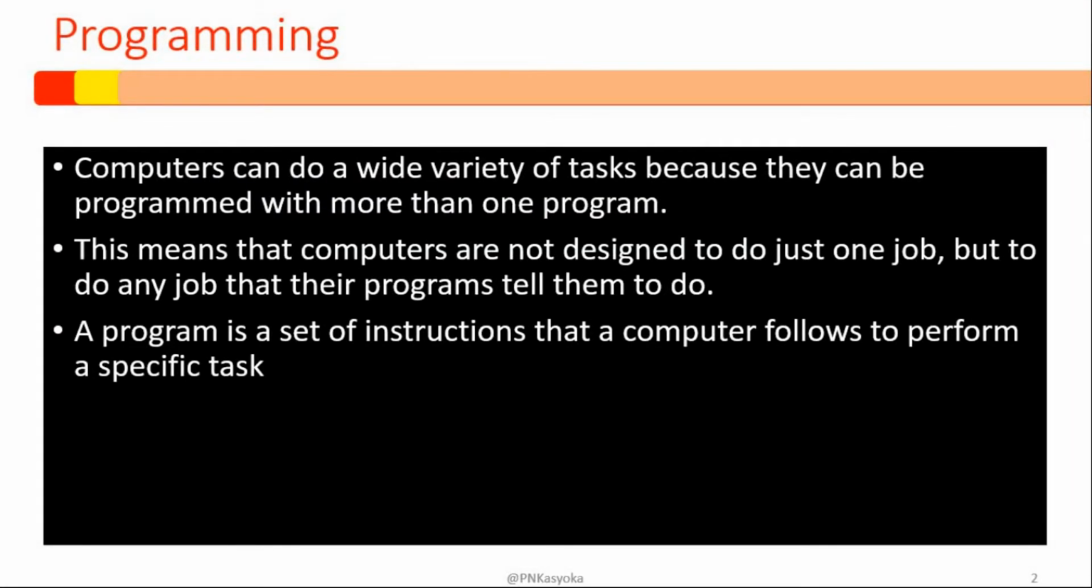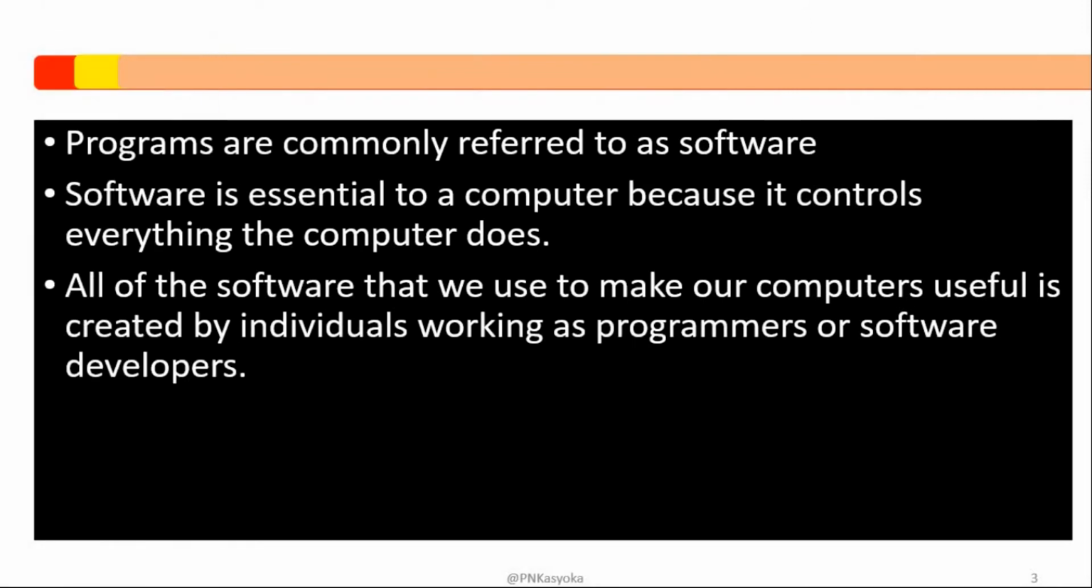Computers can do a wide variety of tasks because they can be programmed with more than one program. This means that computers are not designed to do just one job, but to do any job that their programs tell them to do. A program is a set of instructions that a computer follows to perform a specific task. Programs are commonly referred to as software. Software is essential to a computer because it controls everything that a computer does. All the software that we use to make our computers useful is created by individuals working as computer programmers or software developers.